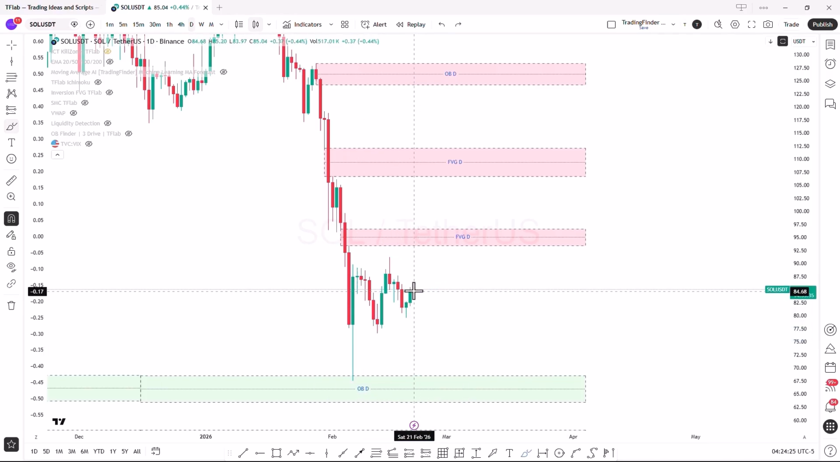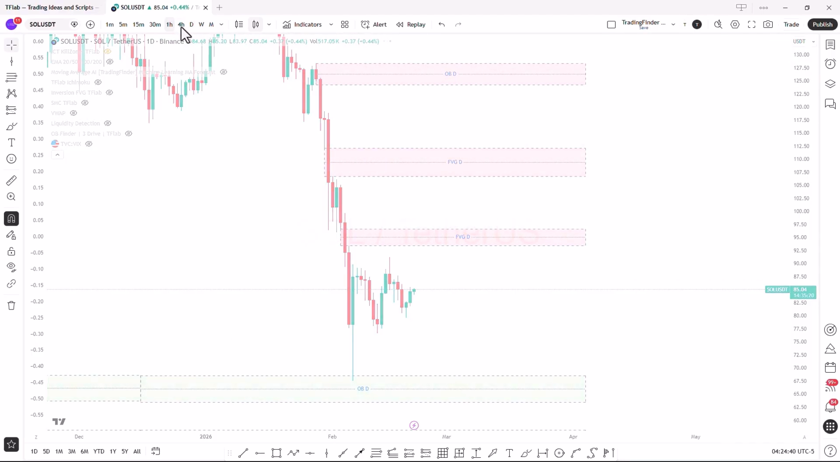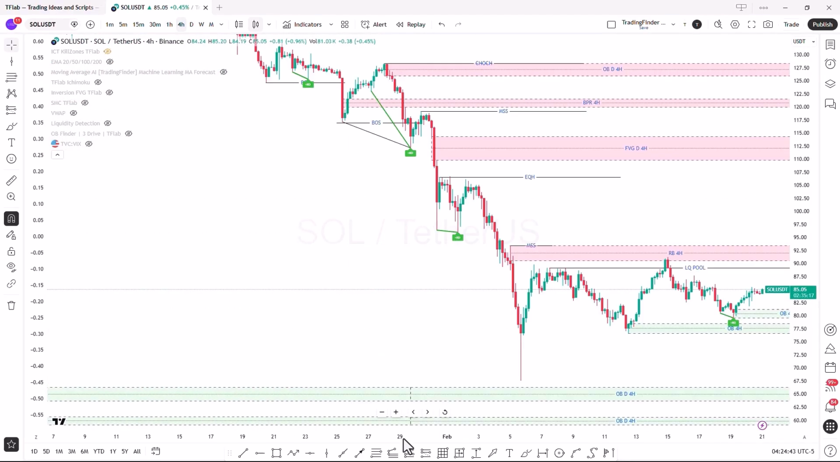However, if selling pressure in the market increases, the price could move downward from this very area so that it can collect liquidity towards the sell side, and there is a drawn liquidity level at 76.6, which could attract the price towards itself. Analyzing the 4-hour time frame for Solana's chart.